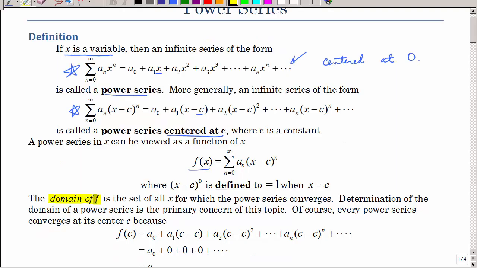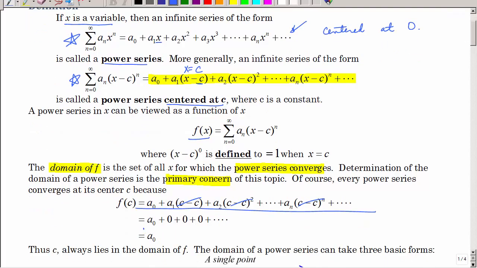The domain of f is the set of all x for which the power series converges, and that is our primary concern in this video. Of course, every power series converges at its center, because if you substitute in x equal to c, you would get a series where all of those terms are 0, and our function would converge at that value.